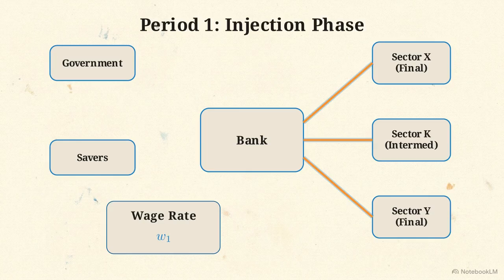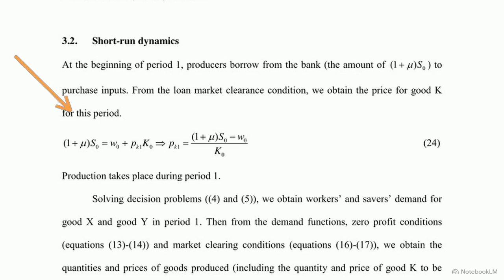Because these agreements were signed before the injection occurred, the wage rate remains fixed at its period zero level, even as producers find themselves flush with new credit. Producers now have more credit, but their labor costs are unchanged. Seeking to expand, they aggressively bid against each other for the other available resource, the intermediate good K.